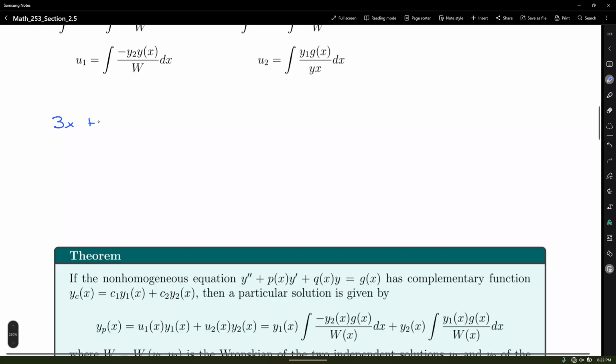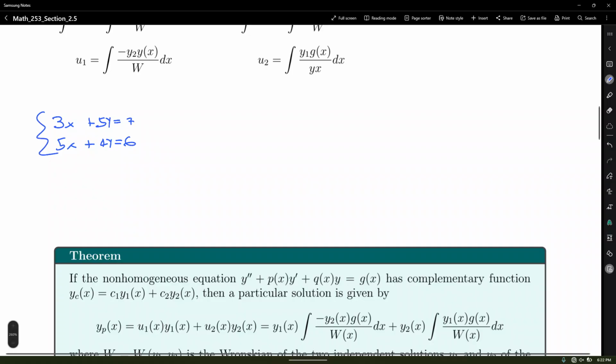So 3x plus 5y equals 7, 5x plus 4y equals 6, for instance. To solve a system of equations using Cramer's rule, we need three matrices and find the determinants of those three matrices.